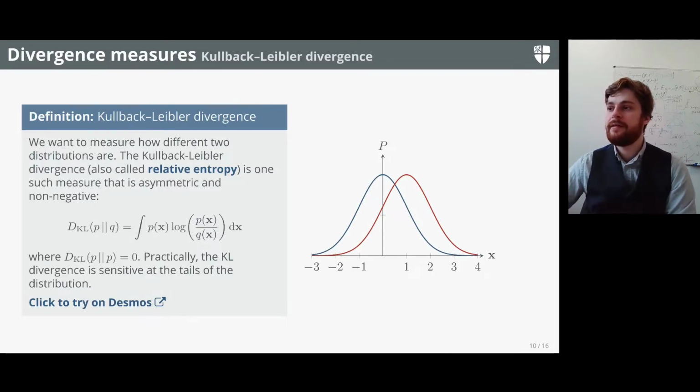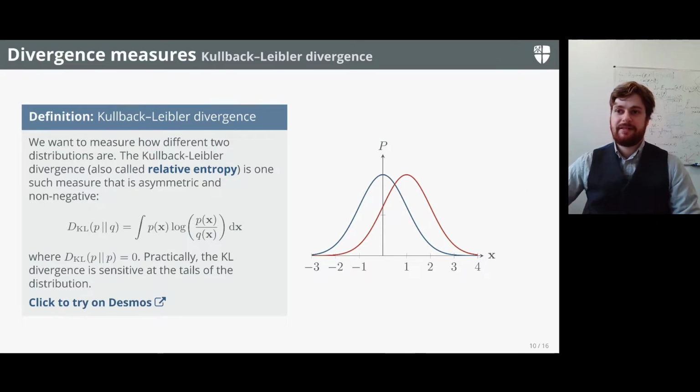So here are two example normal distributions. What we want to do is quantify how different they are. In this case, the standard deviations are the same between the two. So the blue function has a mean of 0, so mu is 0, and the red function has a mean of 1.